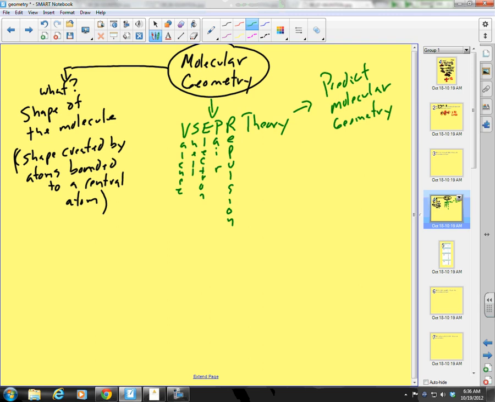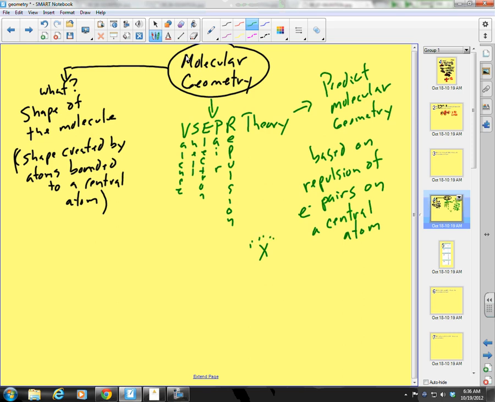And how are we going to do that? Based on the repulsion of electron pairs, specifically valence electron pairs, on a central atom. And the idea behind this is, hey, what's the relationship that electron pairs have? Electron pairs don't attract each other, they repel each other.